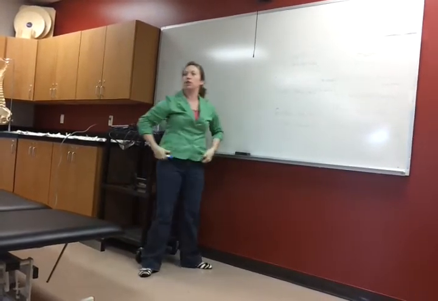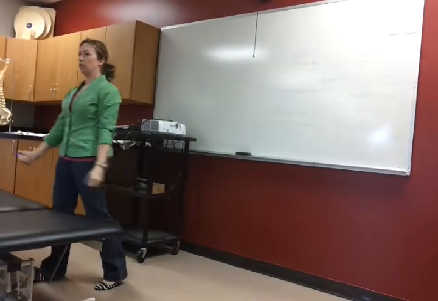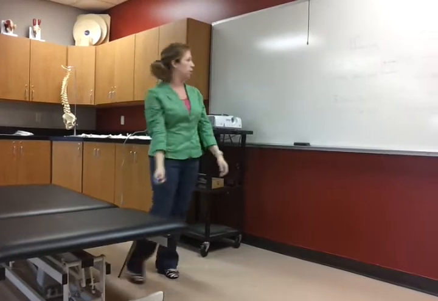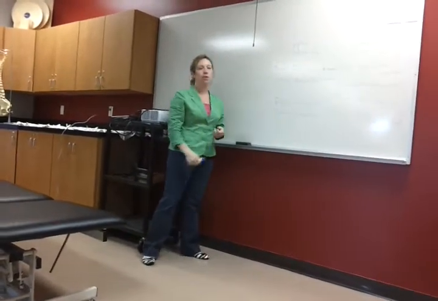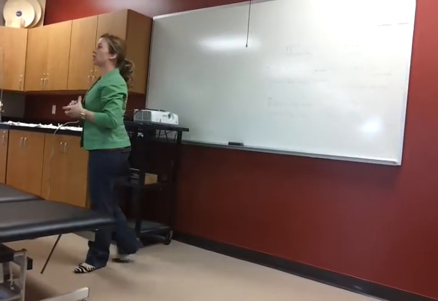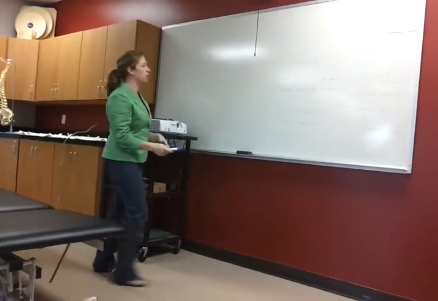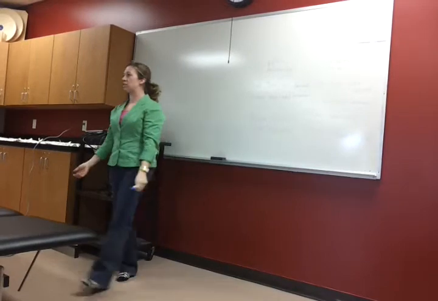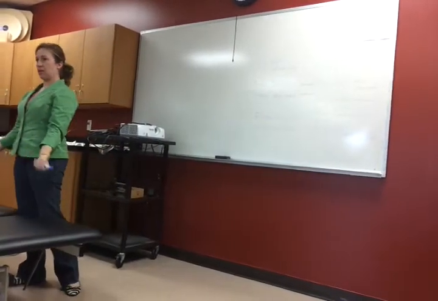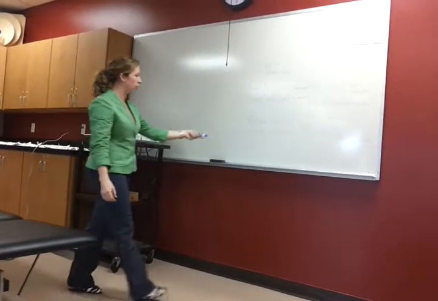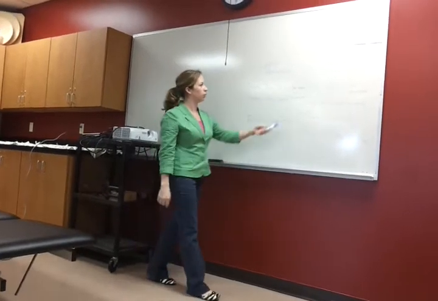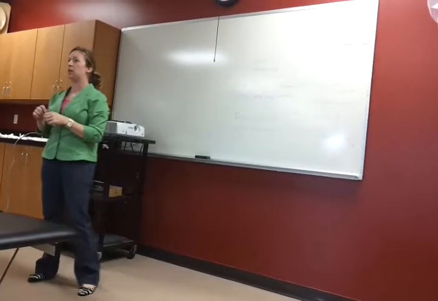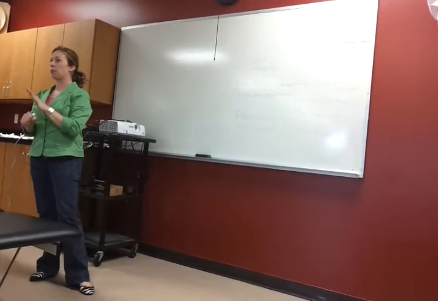Elbow flexion extension would look like this. Okay, you'll just do one arm. It'll tell you the right or left arm. And what plane of motion? Sagittal. Okay, all your flexion extensions are in sagittal. Wrist flexion extension would look like this. And what plane of motion? Sagittal.